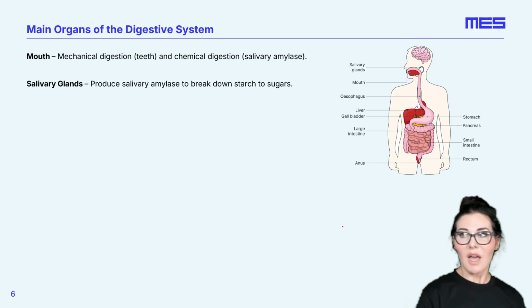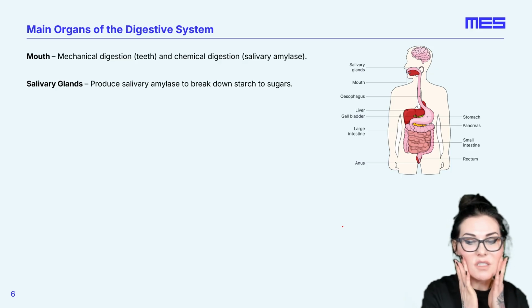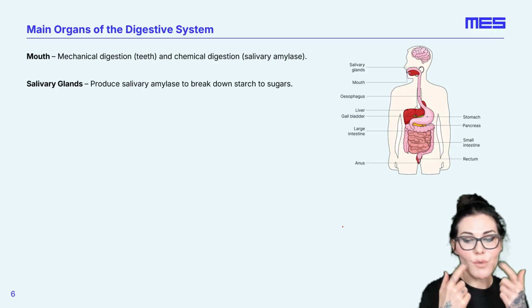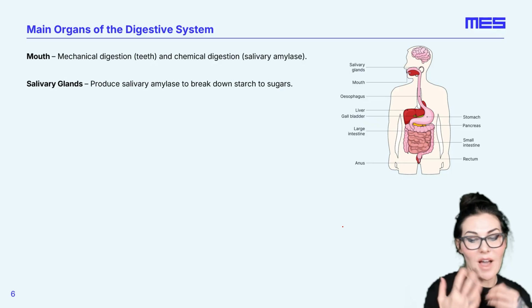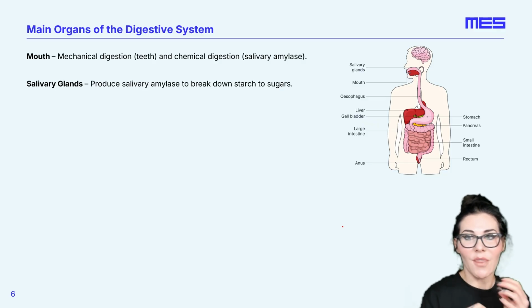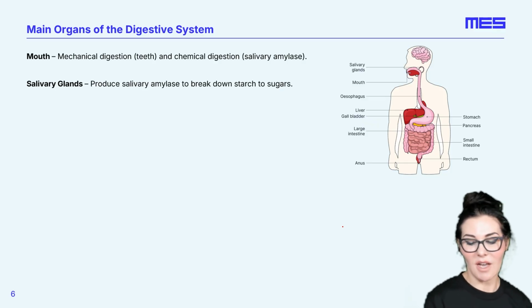Going back to those salivary glands. Now, salivary glands are found typically in the cheeks, and we also have one under our tongue, and they squirt saliva into our food as it's being chewed, so it mixes into the food with the action of the teeth at the same time, and that starts the chemical digestion, as I mentioned, of starch into sugars.